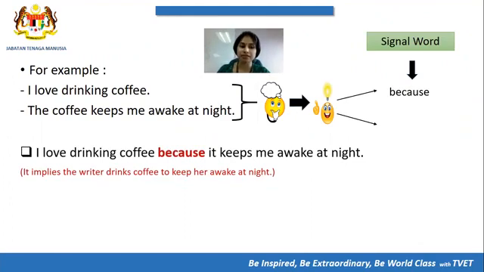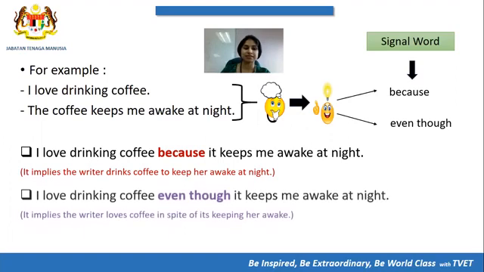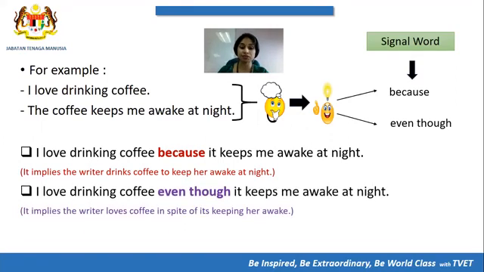It implies the writer drinks coffee to keep her awake at night. So she wants to drink coffee because she wants to be awake at night. Maybe she wants to do work. What other signal words can you use? Even though, right? Let's see the sentence: I love drinking coffee even though it keeps me awake at night. It implies the writer loves coffee in spite of it keeping her awake. She just doesn't care if she's awake at night.